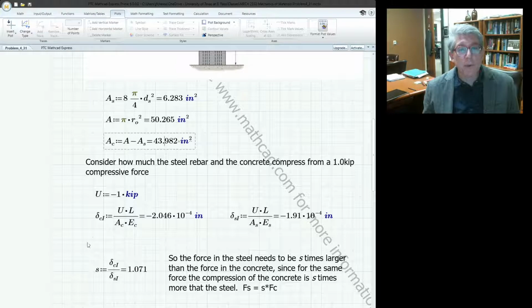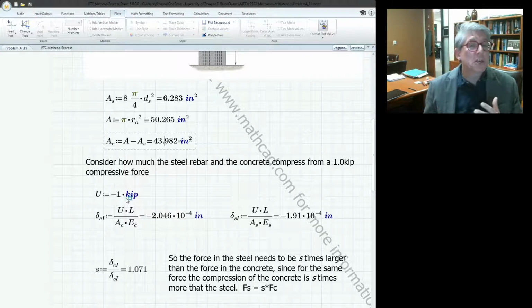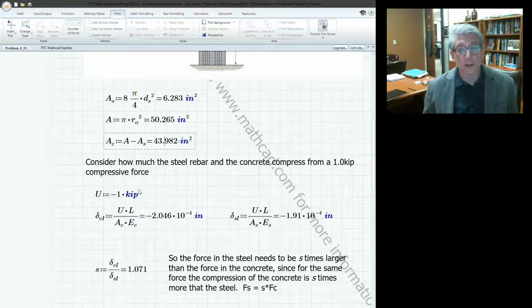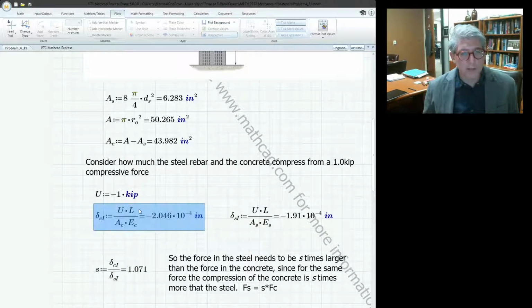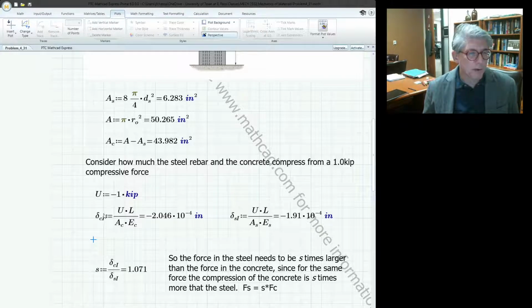So here we go. We put in the unit force, this big U is the unit force. I'm going to use 1 kip just to make my life a little bit easier, and I put a negative here because it's compressive. So, 1 kip. And then the amount that the concrete will compress, I use delta C, and I put a little I here because it's like an impulse. It's a unit. It's the force times the length over the area times E_c. So here's what I get: minus 2 to the minus 4th inches.